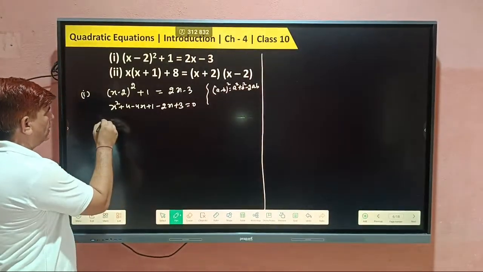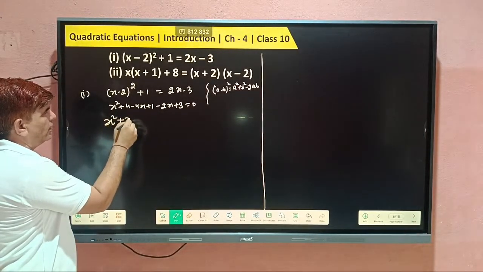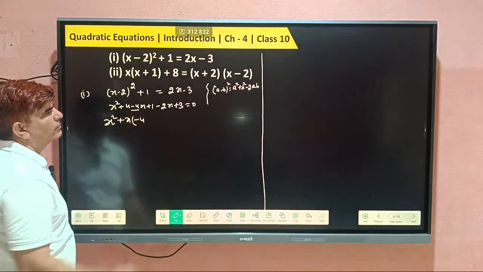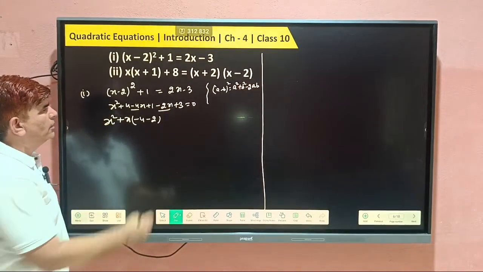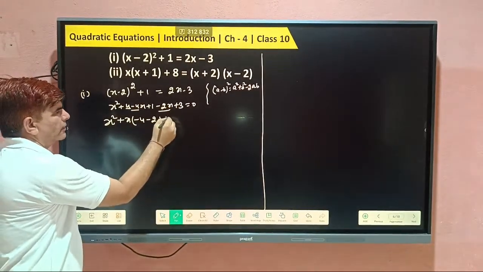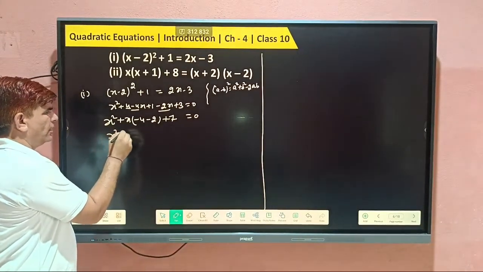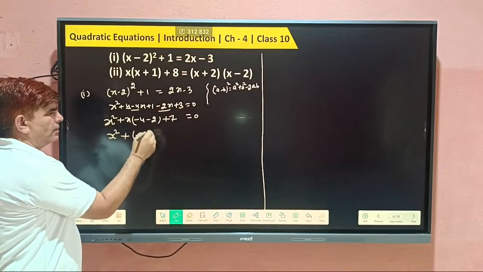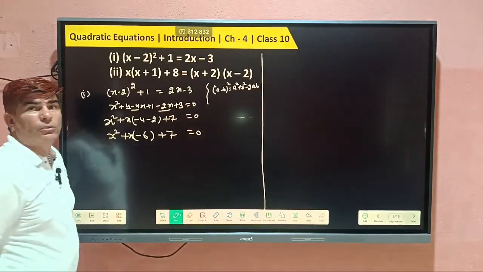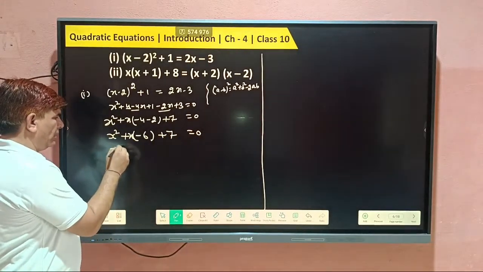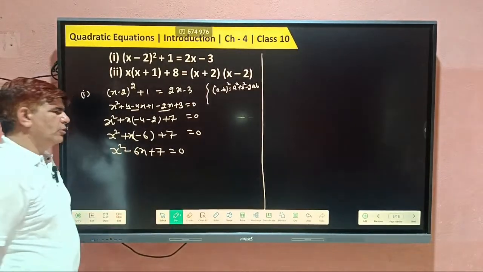What's common? x square, then plus x we have taken common. So minus 4, minus 2, we have taken, plus 4 plus 3, 7, equal to 0. So it becomes x square minus 6x plus 7 equal to 0. We can write x square minus 6x plus 7 equal to 0.